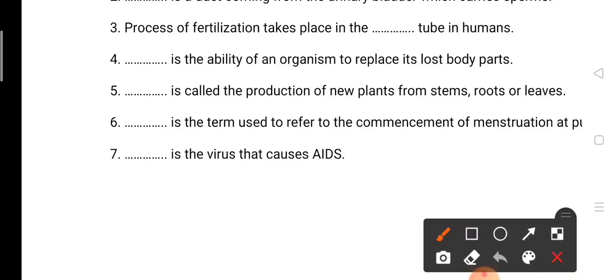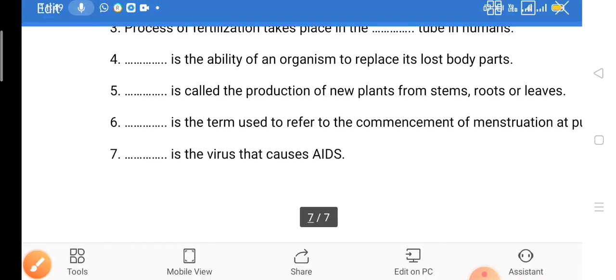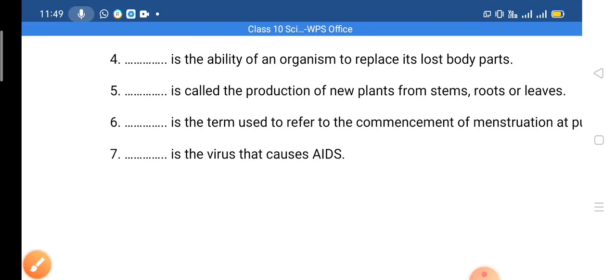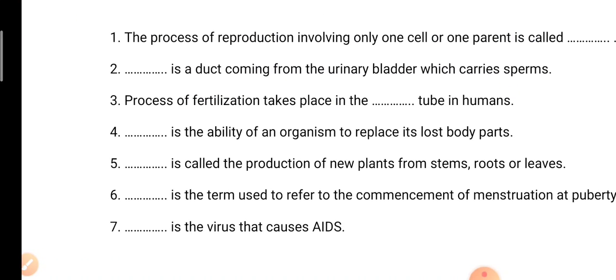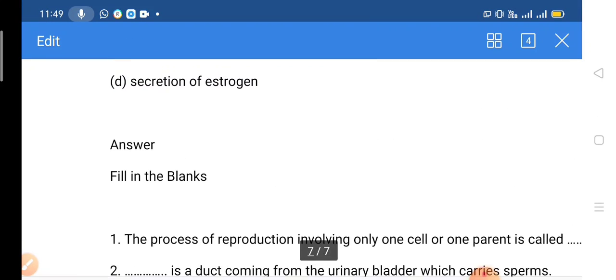So the name of the virus is HIV, human immunodeficiency virus. So this is all about the given questions. I hope you will benefit from these questions in your examination.